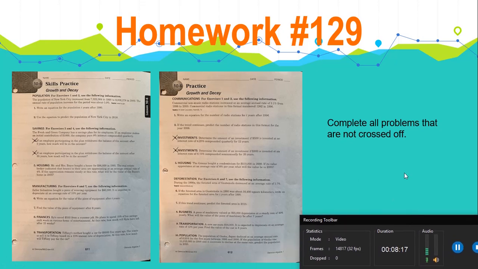The homework that you're going to do that goes with this assignment, both of them say growth and decay at the top. There's 2 pages, page 611 and page 612. You don't have to do the problems that I've crossed off, but you do have to do the remaining problems. In some of the questions, they're just asking you to write the formula, and then in the second part, they're asking you to solve the formula. Make sure you show me all work. If you want to do it on a separate sheet, that's fine as well.